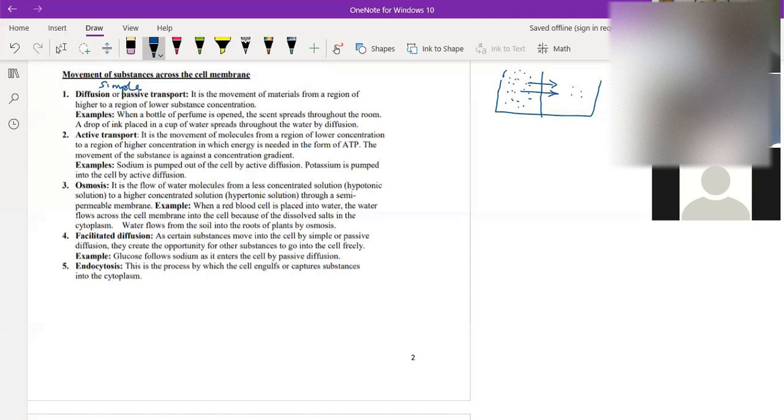Then we have active transport, point number 2. Now active transport is a movement of molecules from a region of lower concentration to a region of higher concentration in which energy is needed. So here you need energy, and the energy comes from ATP. It's almost like a backwards type of thing. So few molecules here, you have more molecules on the other side, but the molecules are moving from the lower to the higher concentration.